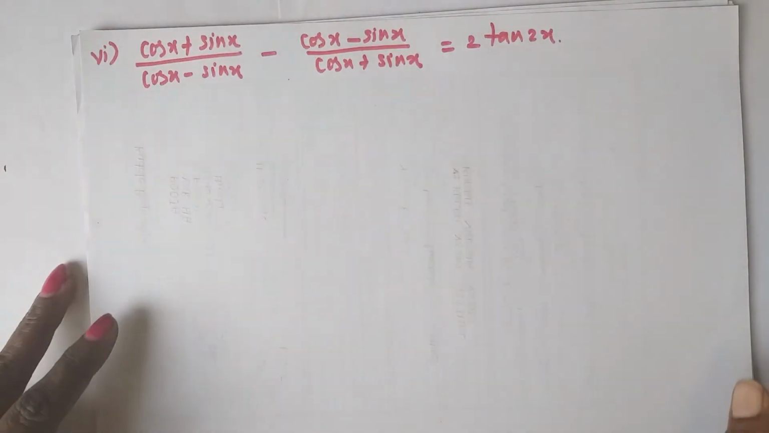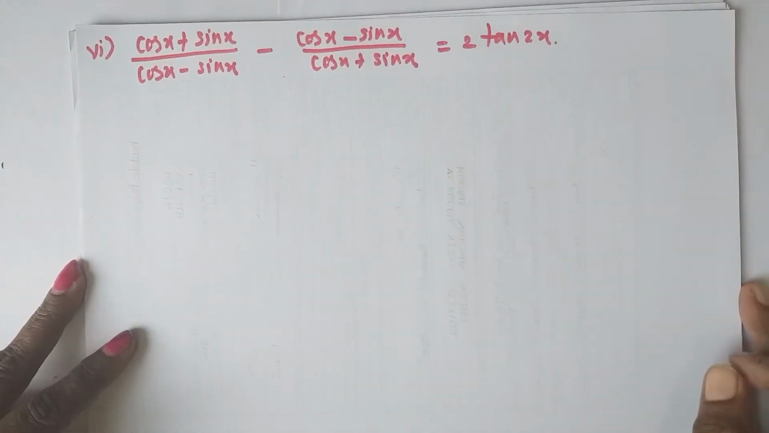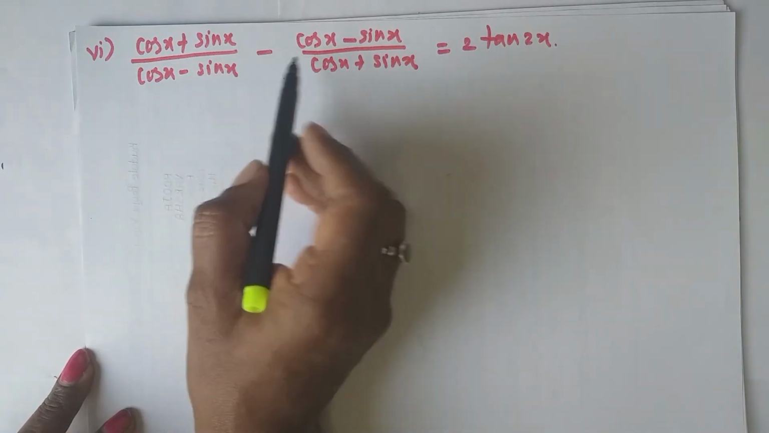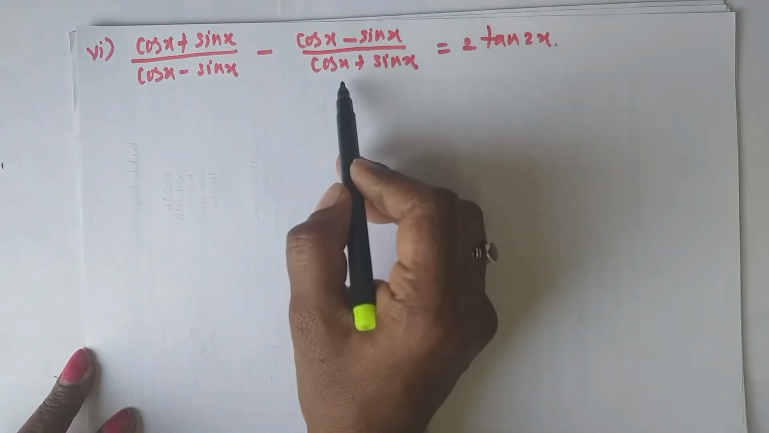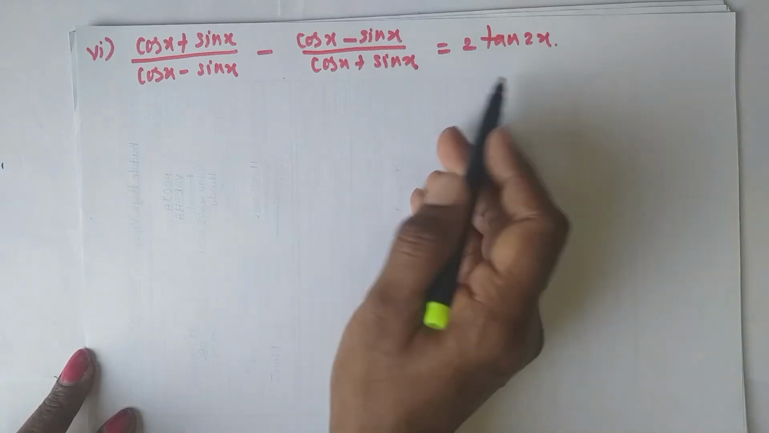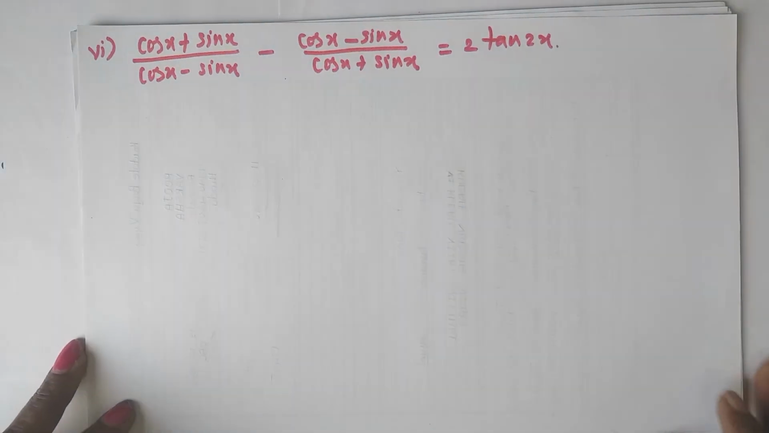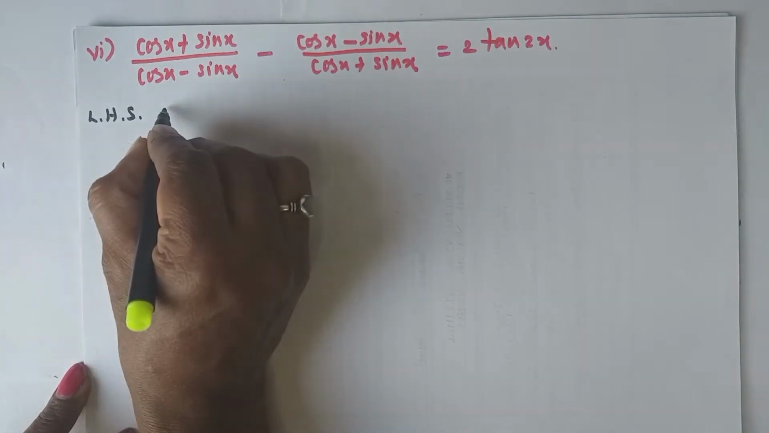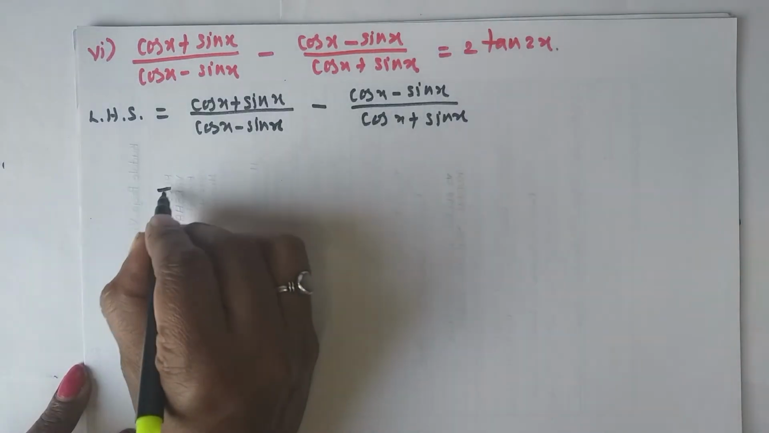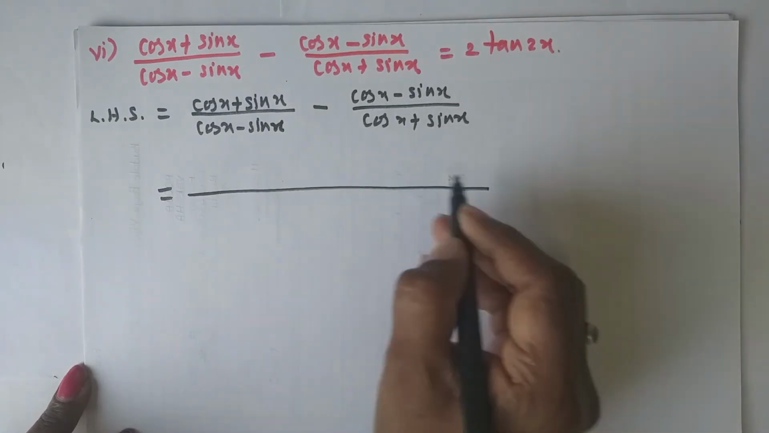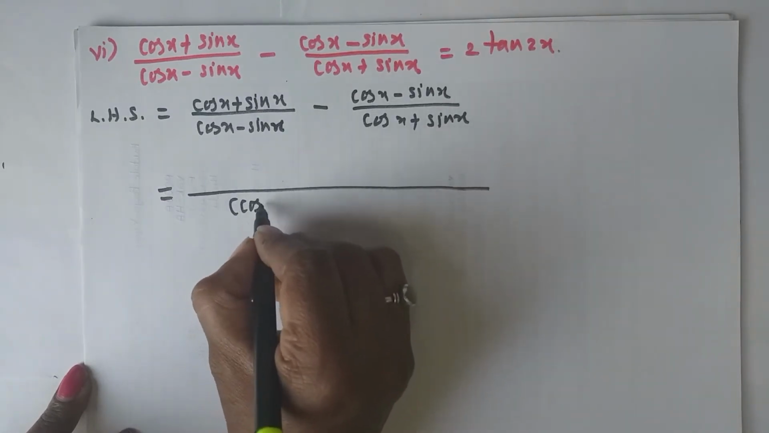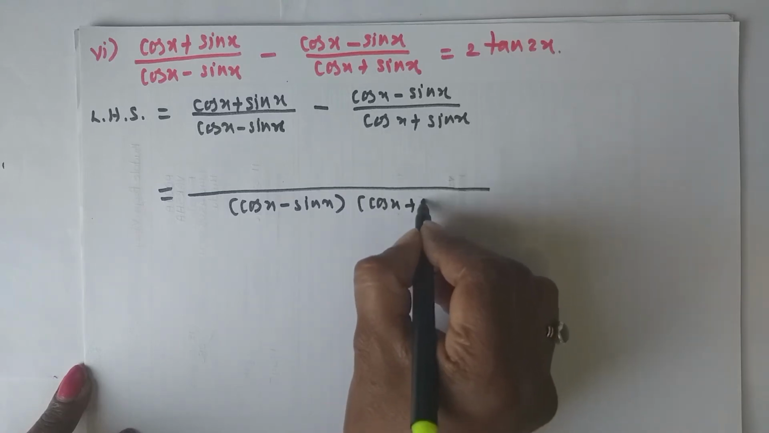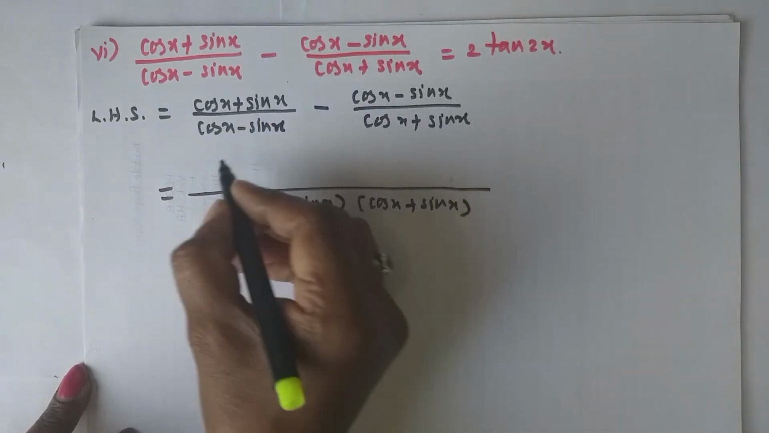Now what is the next problem? The sixth problem is cos x plus sin x divided by cos x minus sin x, minus cos x minus sin x divided by cos x plus sin x, is equal to 2 tan 2x. Now again write down the left hand side as it is in the solution. Now take the LCM. The denominator will be cos x minus sin x into cos x plus sin x.